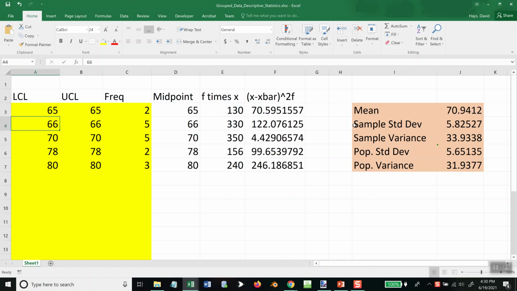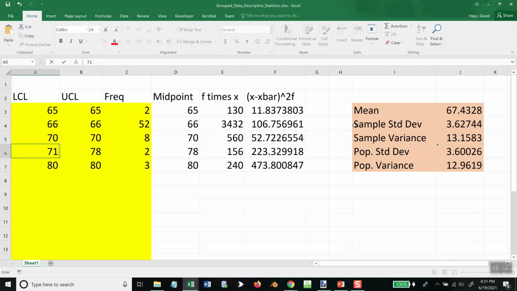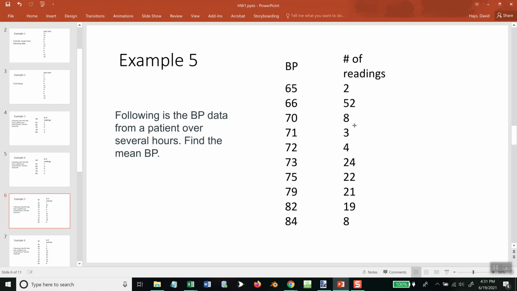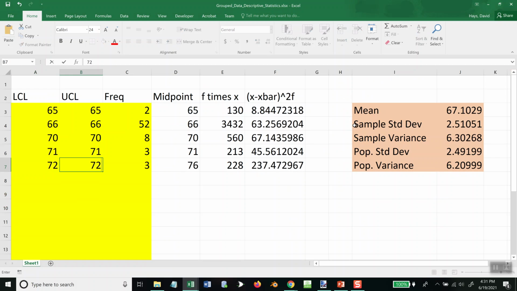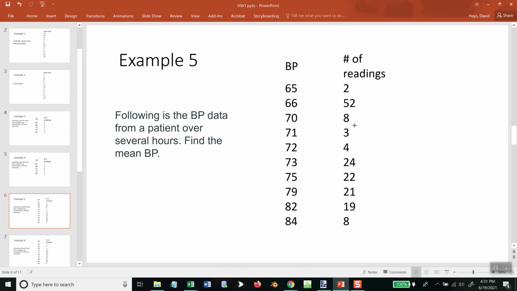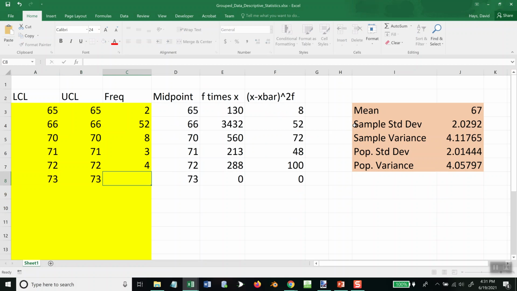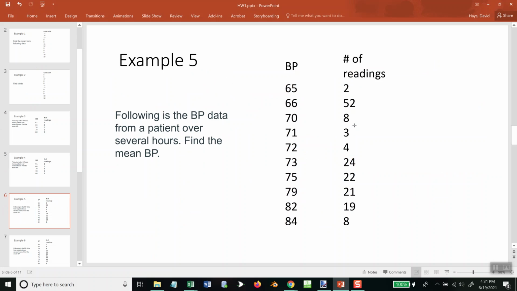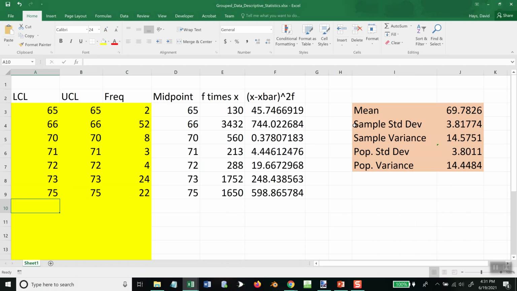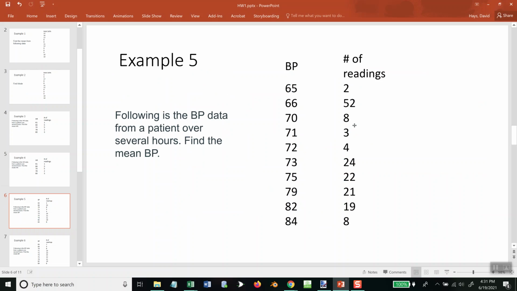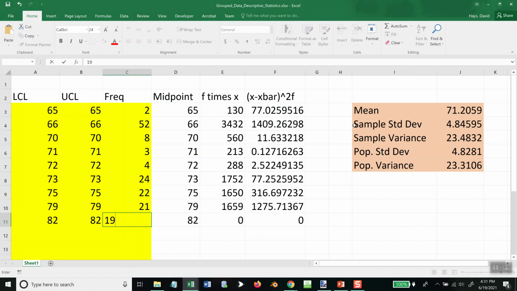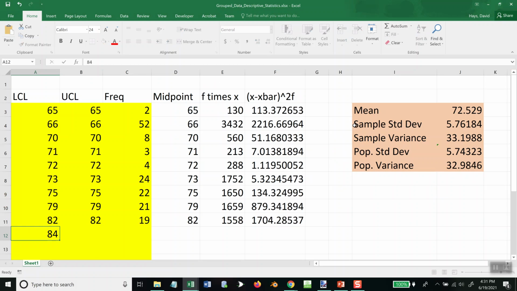And then we got 66, 66, and 52, 70, 70 and 8, 71, 71 and 3, 72, 72 and 4, 73, 73 and 24, 75, 75, 22, 79, 79, 21, 82, 82, 19, 84, 84, and 8.